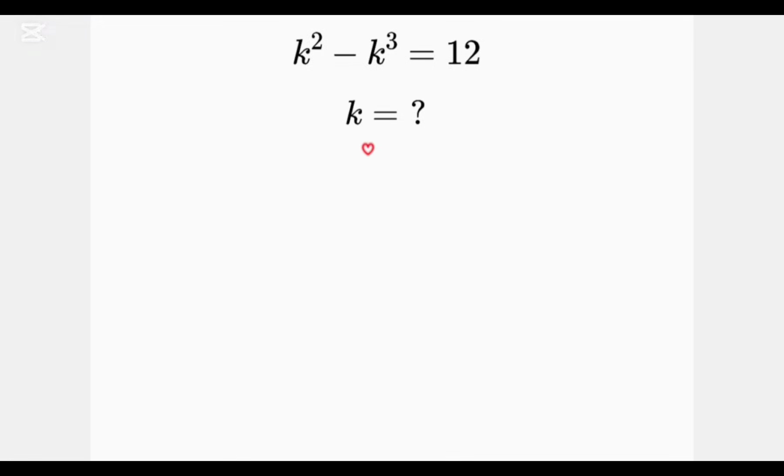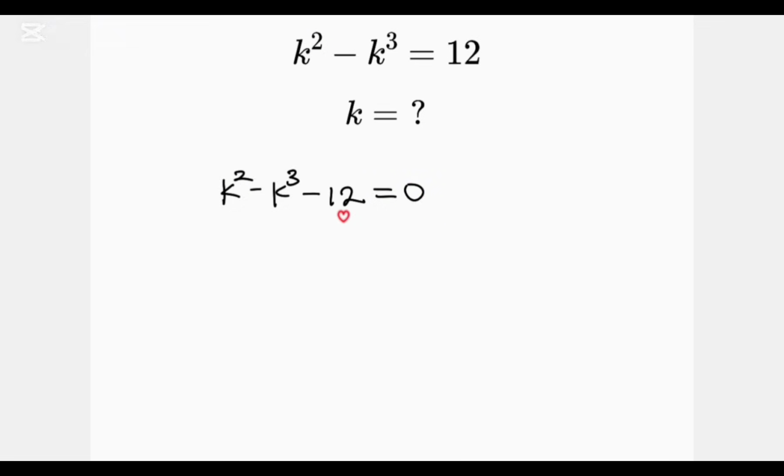We have this interesting question that says: find the value of k given that k squared minus k cubed is equal to 12. Well, our first step will be for us to move this 12 to the left hand side. So we have k squared minus k cubed, and as 12 crosses to the left, it becomes negative 12. And this is equal to 0.